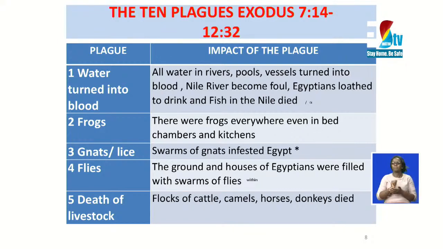So in the first plague, you can see that the water turned into blood. So you find that Moses and Aaron went to Pharaoh. They found him by the river Nile, and they told him that if he doesn't release God's people to go for a 3-day journey to worship God, the water in all Egypt would turn into blood. But Pharaoh was stubborn. His heart was hardened. He would not free God's people.